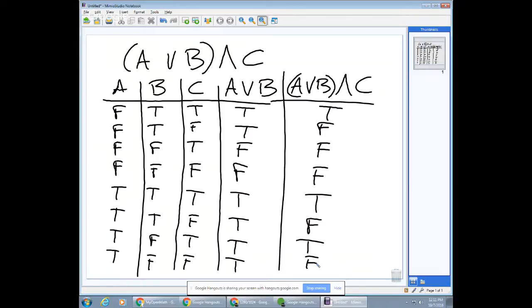So for and, they both have to be true. Yes, for and they both have to be. And for or, only one has to be true. Yes, for or only one has to be true to get a true from the or. For and, they both have to be true.